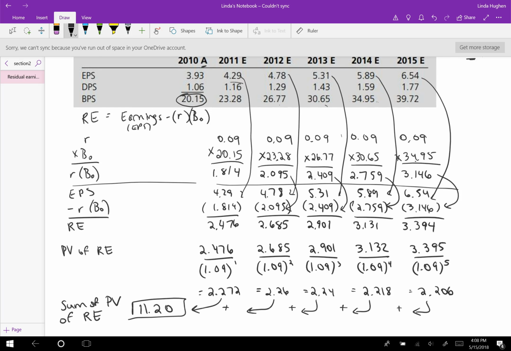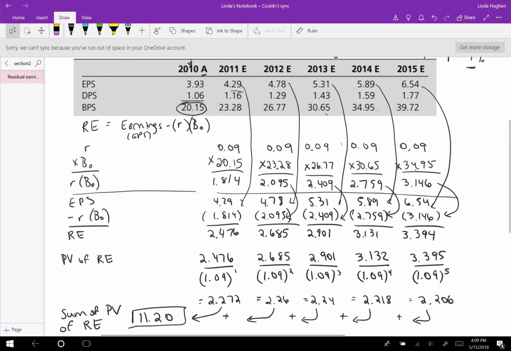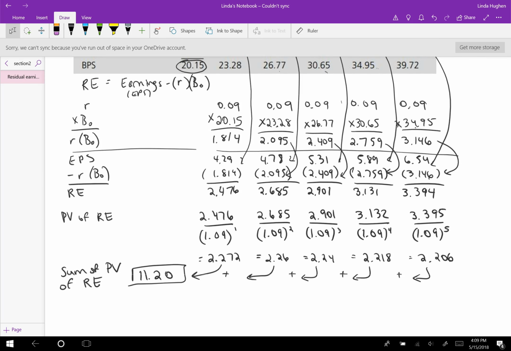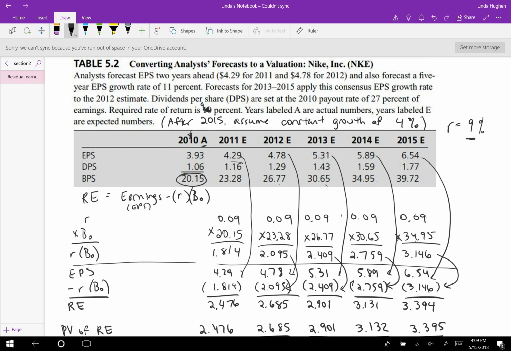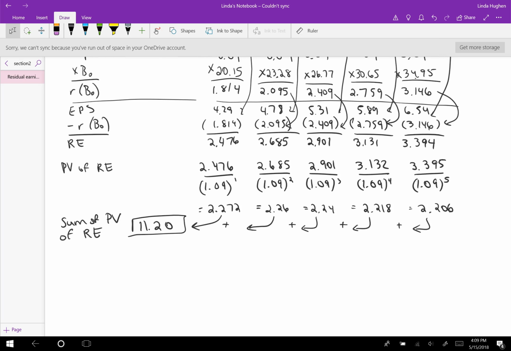I'm going to start with the book value per share. I'm going to add to that the sum of the present value of residual earnings per share. But I'm not finished. This would only work if after 2015 we expect no more residual earnings from this firm. If that were the case, we would simply add up and that would be the value of the firm. That's not the case. After 2015 we assume constant growth of 4%. So I need to find the horizon value or continuing value. How do I do that?